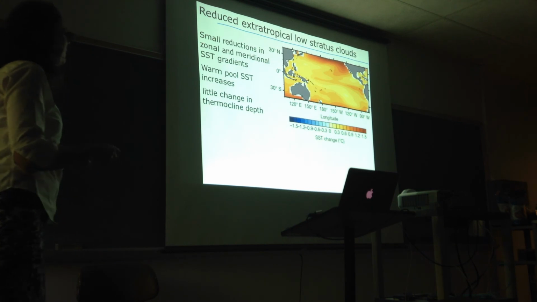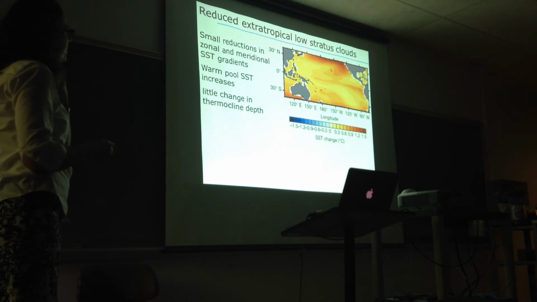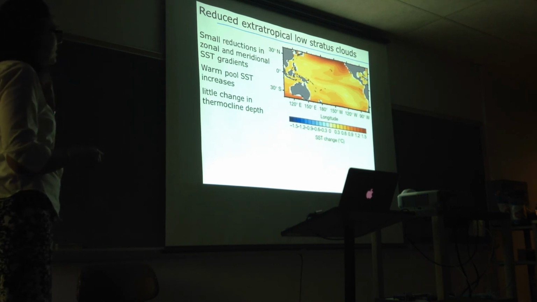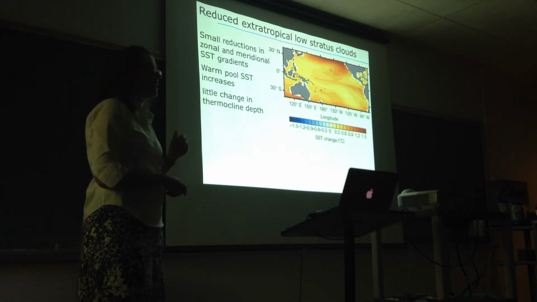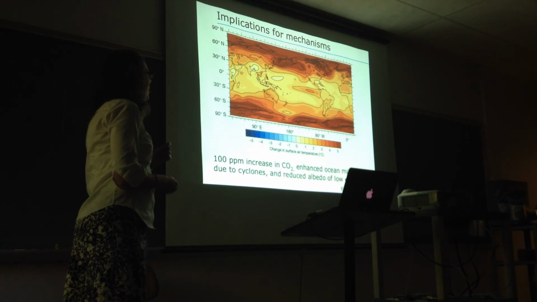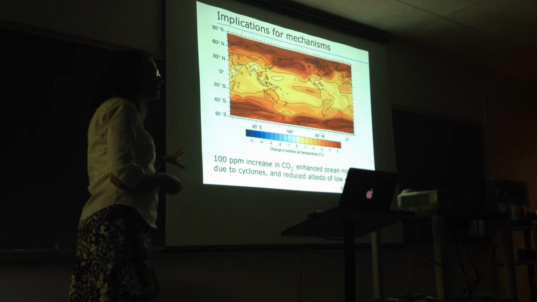If you get rid of those clouds, the model result is that you get a small reduction in the zonal and meridional temperature gradients, but you do increase the warm pool temperature, so that's not ideal, and you don't really get any change in the subsurface. So this is probably as close as we get.